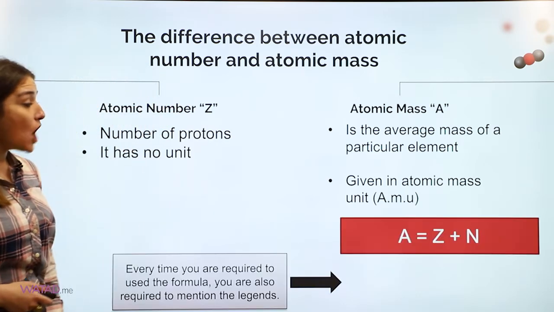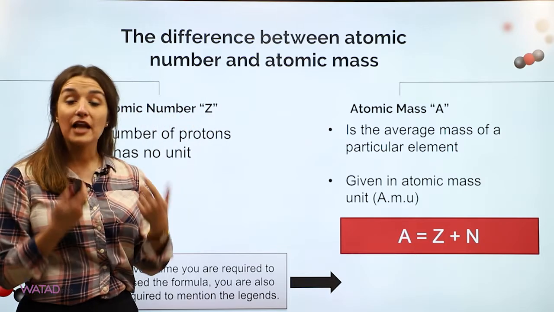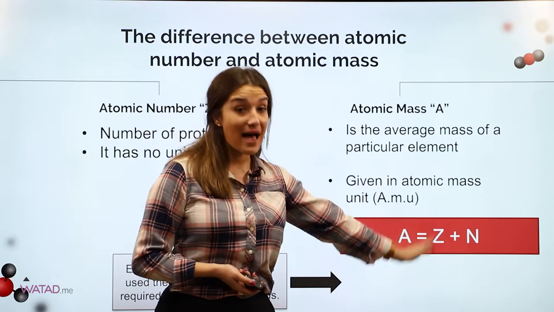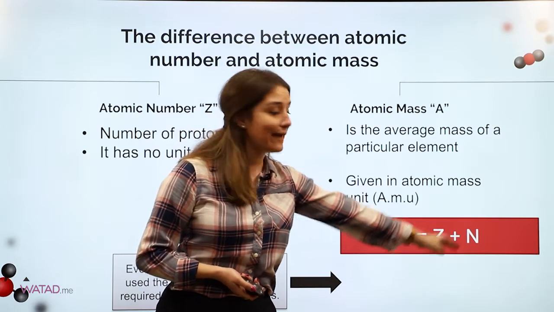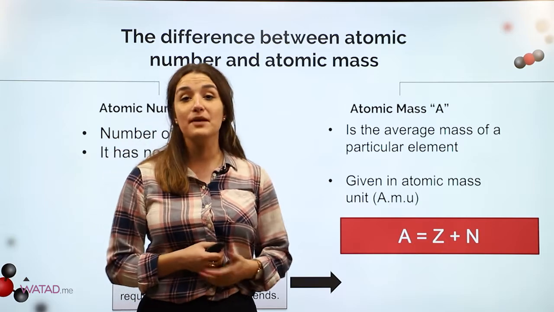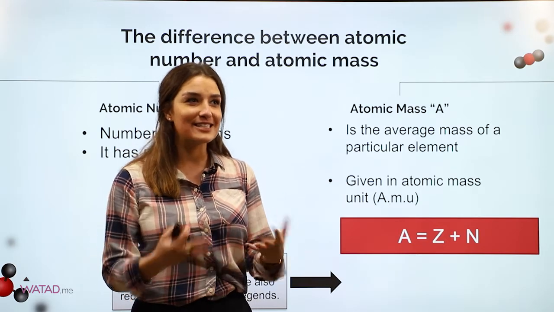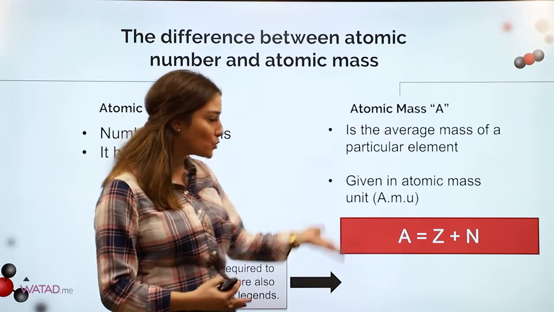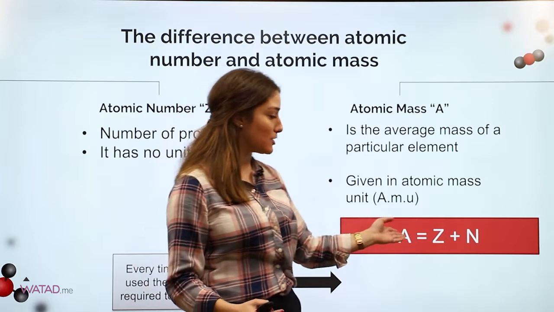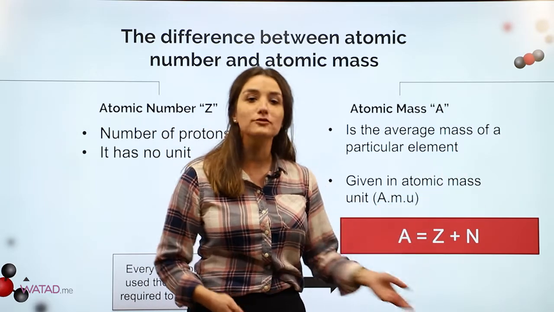So every time you are required to calculate the atomic mass, you need to consider the number of the protons and the number of the neutrons. As you remember, we said that the mass of the electrons is negligible, as it's about 1/1800 of the protons and the neutrons. So in the mass of the atom, we just consider the mass of the protons and the neutrons.